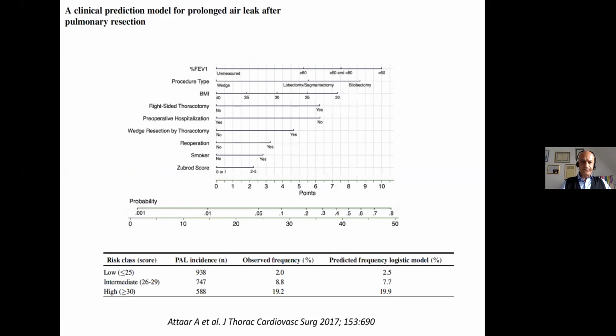prolonged air leak. And then the authors were able to develop a nomogram assigning points depending on the value of the different variables associated with prolonged air leak, and divided the patients into low, intermediate, and high risk depending on the total score, and the observed and predicted frequency were quite similar.